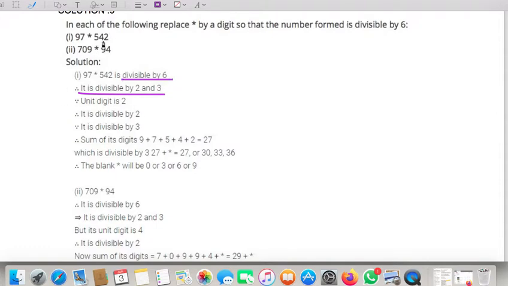Now we can see the two numbers. See the unit place digit. Check it off: the number 4, here it's 2. So very clearly I can see these are even digits. Whenever a number has an even unit place digit, it is always divisible by 2. So divisibility by 2 holds for both the numbers.